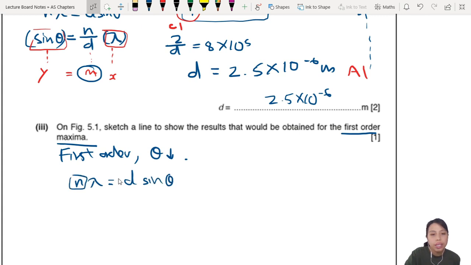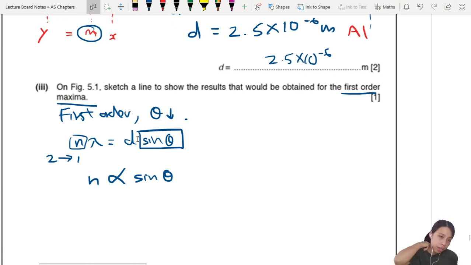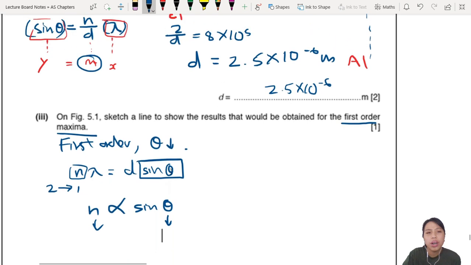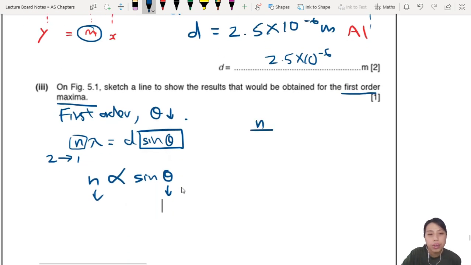If you're using a smaller order, so at first you're using 2, now you're using 1. Okay, so that's decreasing. That is related to your sine theta. So n is proportional to sine theta. But if you want to see how the line changes, n decreases, sine theta decreases, you need to think of your gradient. What was the gradient again? n over d. Oh, let's rearrange it a bit. So n over d, yes, you put the lambda here, equals d sine theta. So this is your gradient.